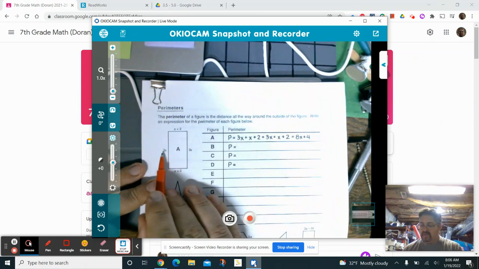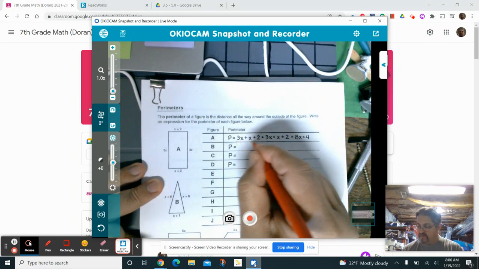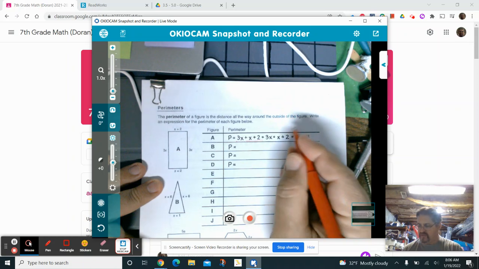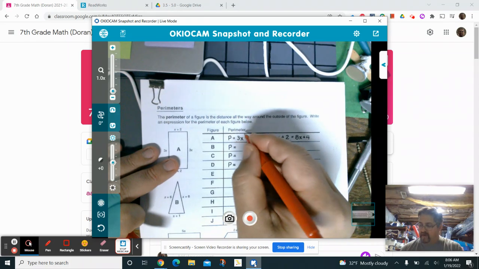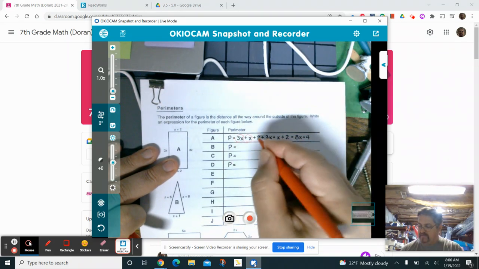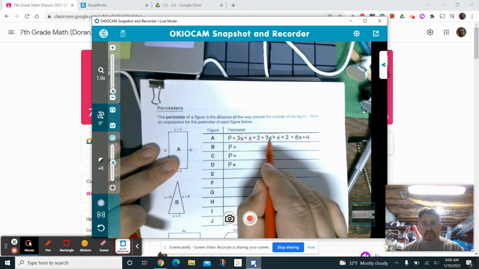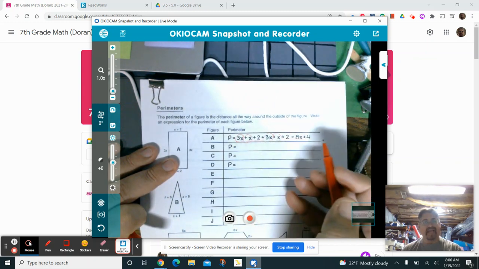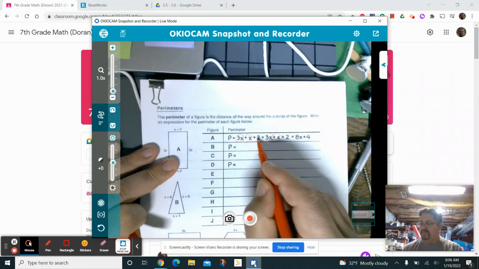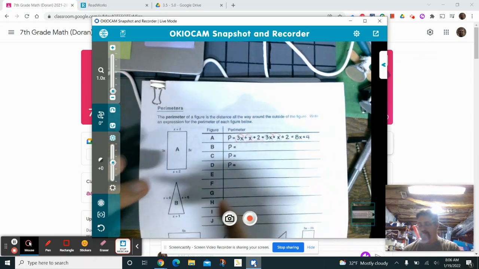So side 1 was 3x, side 2 was x plus 2, then 3x, and then x plus 2. When we do that, we combine our x's. 3x plus x plus 3x plus x. 3 plus 3 is 6, plus 1 makes 7, plus 1 more makes 8. 8x plus 2 plus 2. 2 plus 2 is 4. 8x plus 4. That's where they get that from.